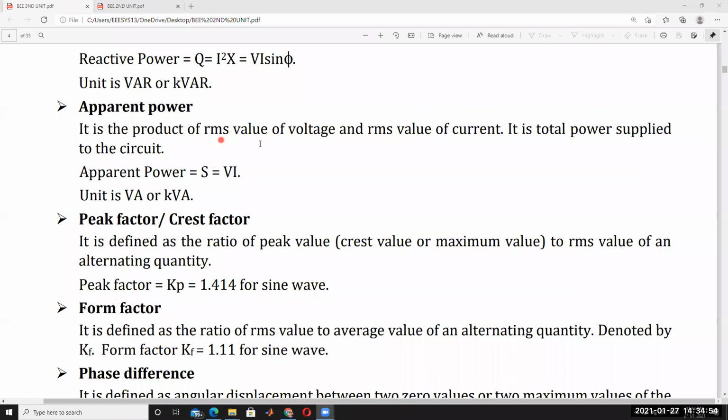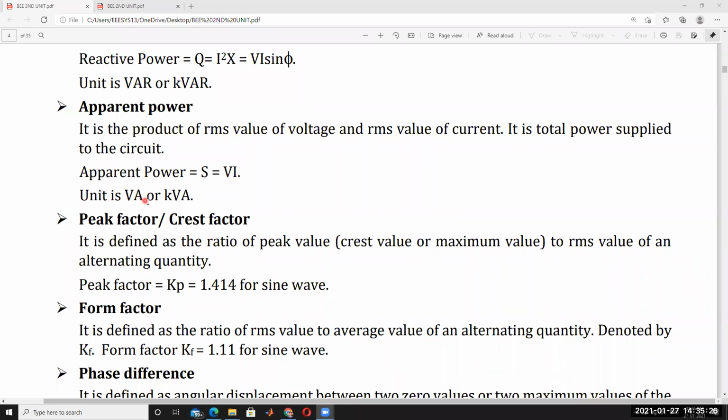Then apparent power. It is the product of the RMS value of voltage and the RMS value of current. It is the total power supplied by the circuit. It is denoted by capital S, that is S equals V into I.